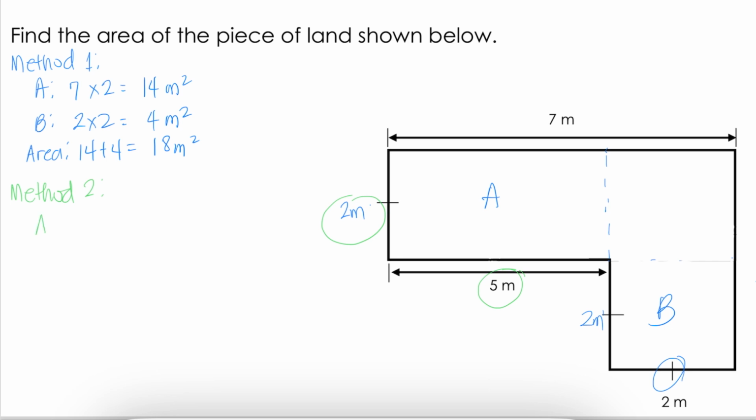So we have here the A is 5 by 2, which is 10 square meters. And then B on the other hand is 2 meters here. Okay, but we have to figure out how long this side is.